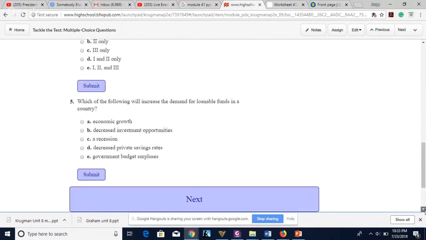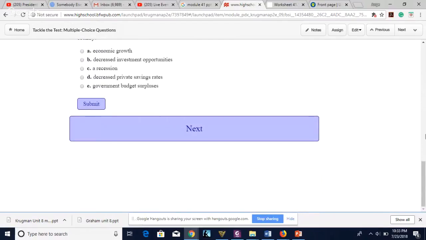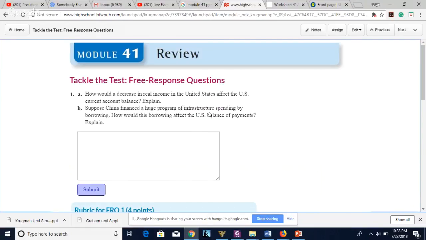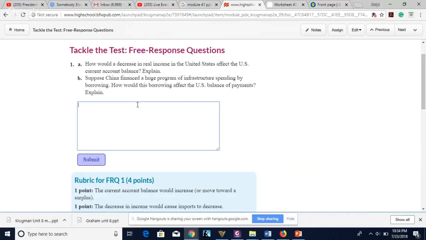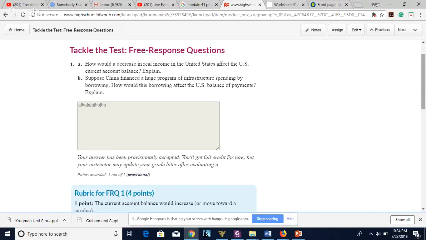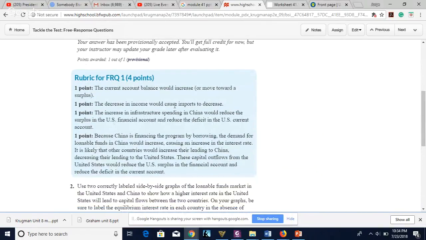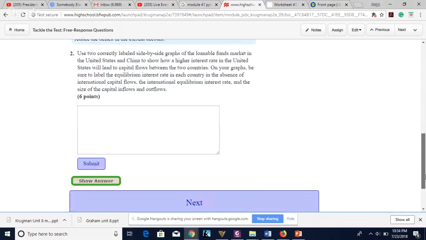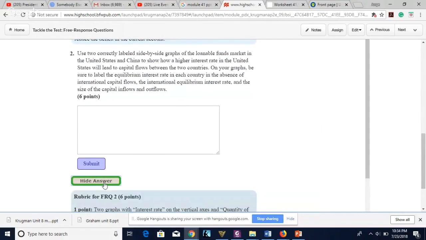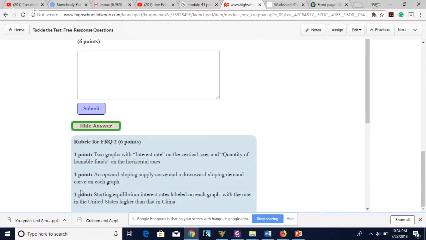This is the multiple choice part, and we have, let's see what is next here. This is a free response. So you just write the answer here and then you submit, and your answer has been provisionally accepted. And this is the rubric. You got the answer here. Same here, you show the answers, show me the answer, and this is the answer.